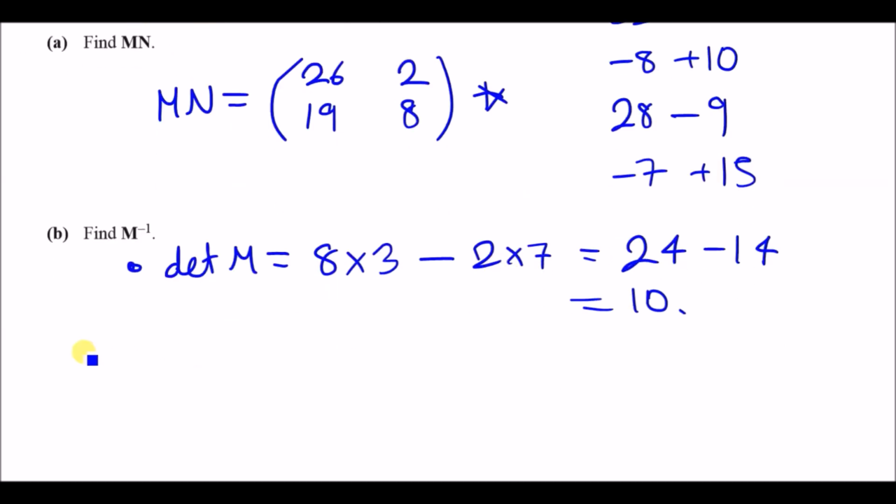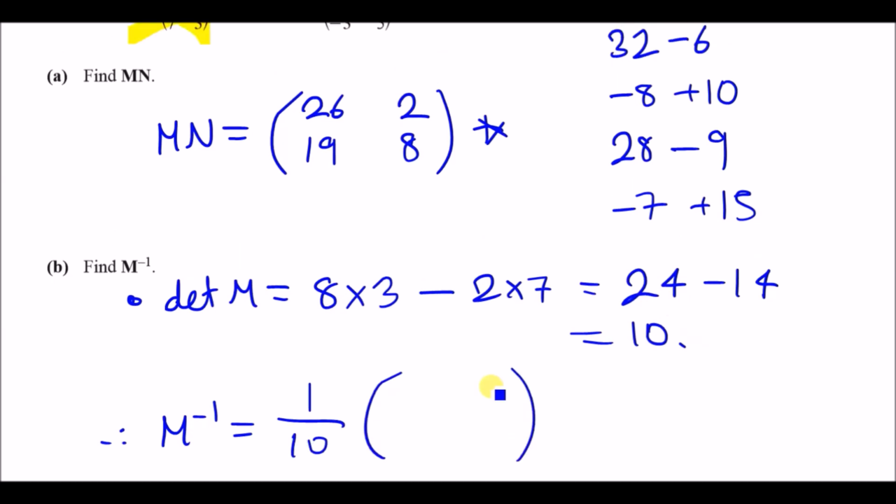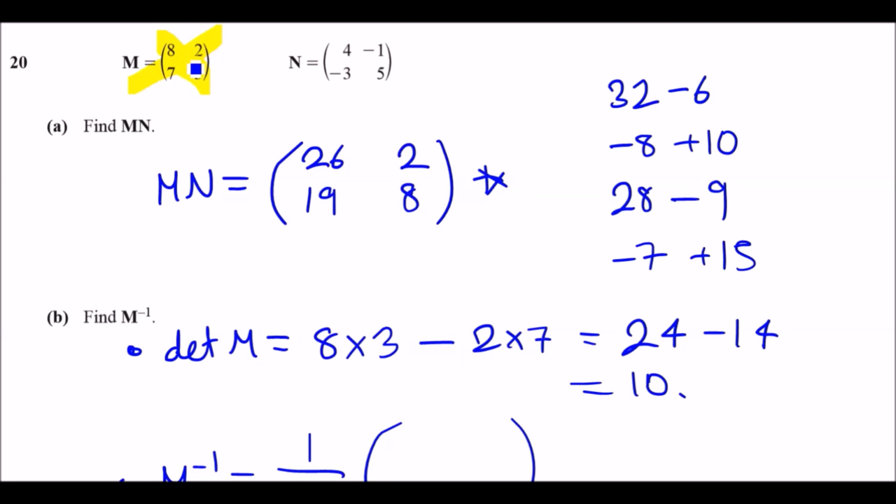And to obtain the inverse, we say, alright, the inverse matrix is going to be 1 over the determinant. And it's always 1 over. So it'll be 1 over 10. And as for the matrix inside, all we're going to do now is move the M matrix values around.